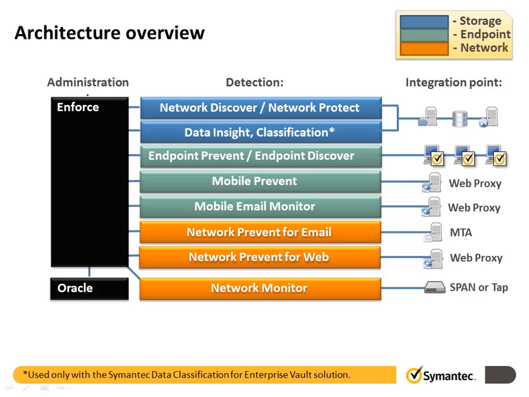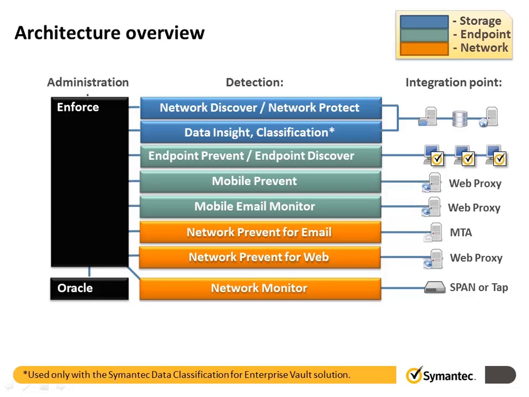On the center of the slide we have our detection servers, and these are the machines which do the work with regards to finding confidential data moving around or stored across your IT infrastructure. The detection servers in blue are relating to storage or data at rest. So we provide a detection server called Network Discover, and this feature connects to and scans the various repositories which store data within your organization.